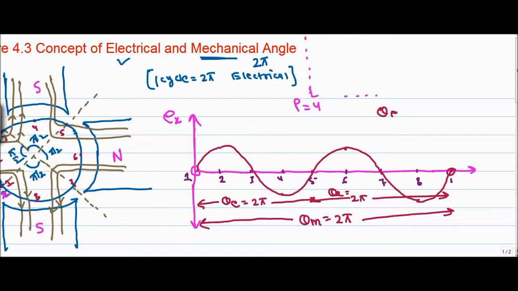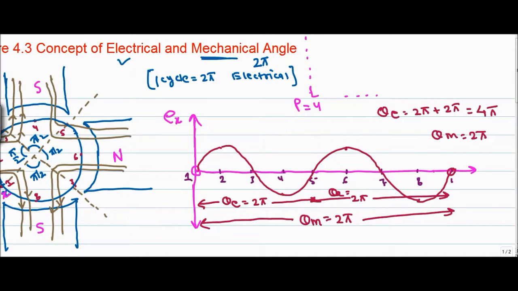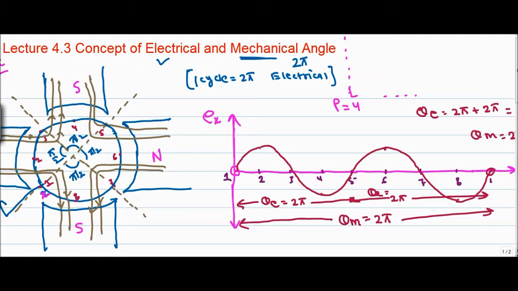Theta E is basically 2 pi plus 2 pi, which equals 4 pi. But theta M equals 2 pi, which is constant. That means mechanically the conductor is rotated by an angle of 2 pi, but electrically, because of the two poles having north and south, and similarly north and south again, the conductor will cover a 4 pi angle. This is the concept of the electrical and the mechanical angle.